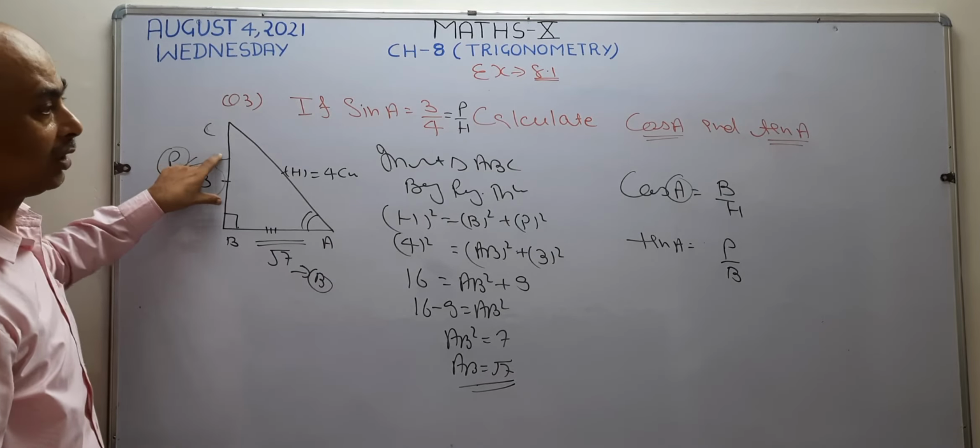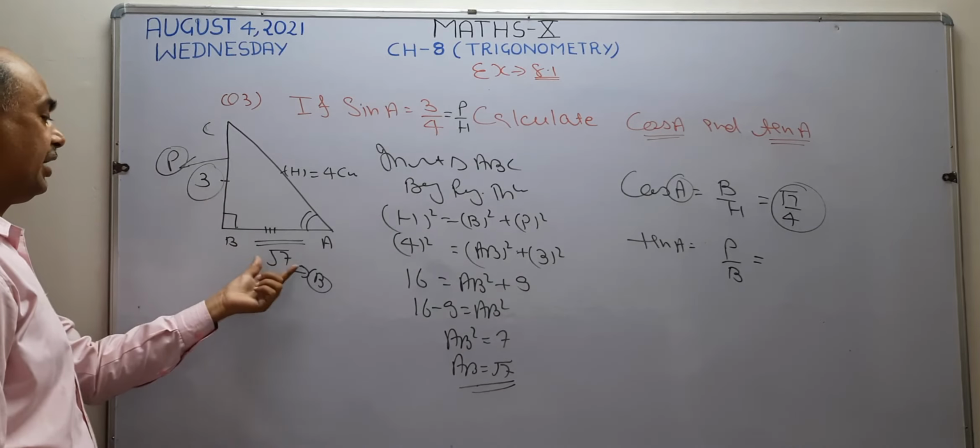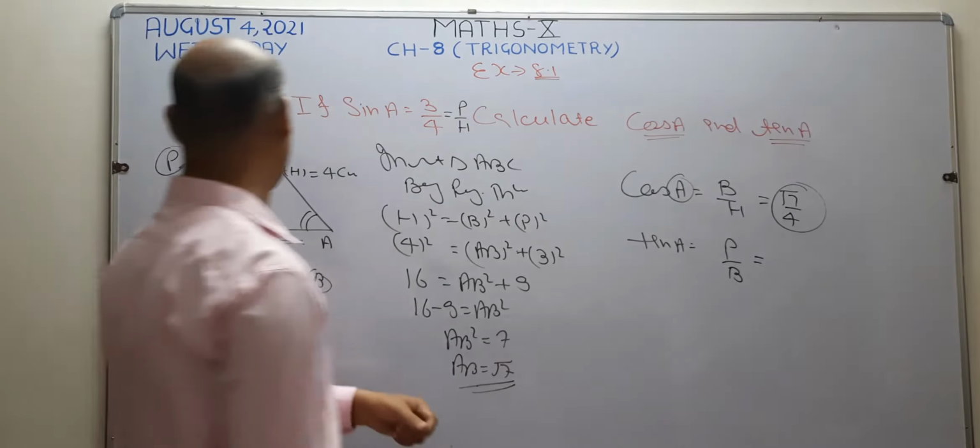Now what is given? Cos A is B by H. What is B? Root 7. Right here, root 7. And what is the value of H? H is 4. So the answer becomes root 7 by 4. Okay. Now tan A is perpendicular upon base. What is perpendicular? Perpendicular is 3 and its base is root 7. So the answer becomes 3 by root 7. Okay, this is your answer. Clear?